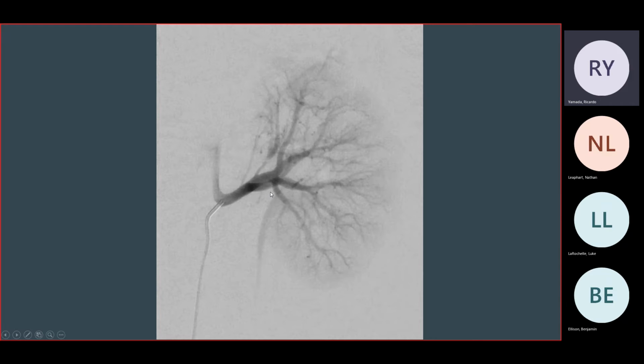There is a tight stenosis and a post-stenotic dilation. I'm not sure you guys can see my cursor, but this is the second branch of the renal artery. There's a stenosis there. So that area was the culprit lesion for the hypertension in the kid.